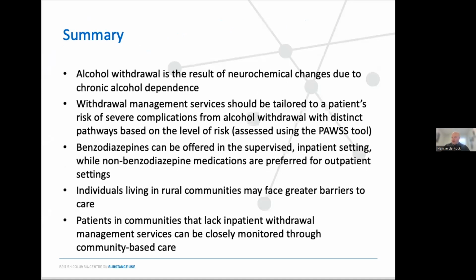Okay, so in summary, individuals in rural communities may face greater barriers to care. Alcohol withdrawal is the result of neurochemical changes due to chronic alcohol dependence. The PAUSE tool can be used to assess a patient's risk of severe complications from alcohol withdrawal, and withdrawal management pathways should be tailored to the patient's risk of severe complications, with distinct pathways based on the level of risk. And patients in communities that lack inpatient withdrawal management services can be closely monitored through community-based care.